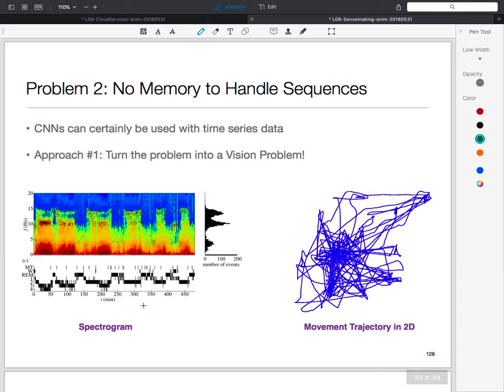So that's the convolutional neural network. The second problem is that there is no memory in the system.